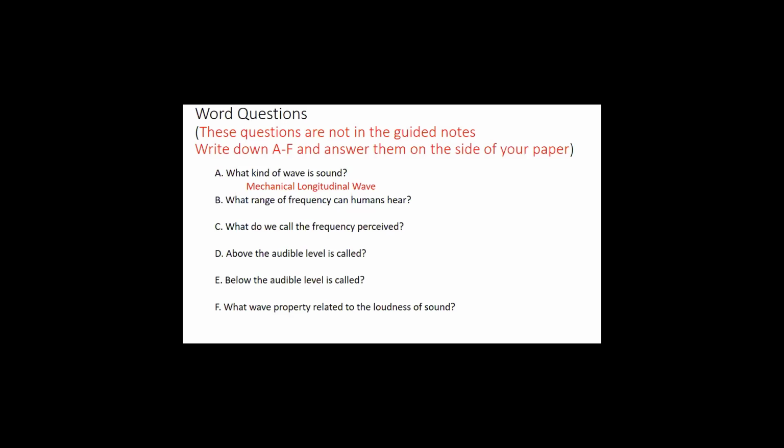What range of frequency can humans hear? Between 20 and what? 20,000. What do we call this? The sound we can hear is called audible sound. Good job. Above it's called ultrasonic. Below it's called infrasonic, perfect. And what property is related to the loudness of sound? That's going to be the amplitude. Good job. So you're ready for those basic questions if you can answer those.